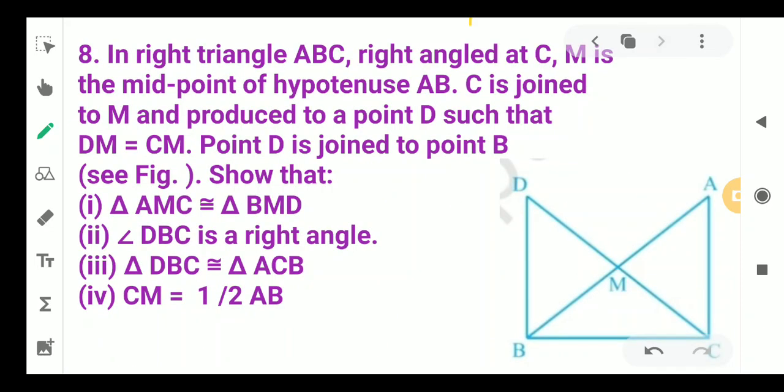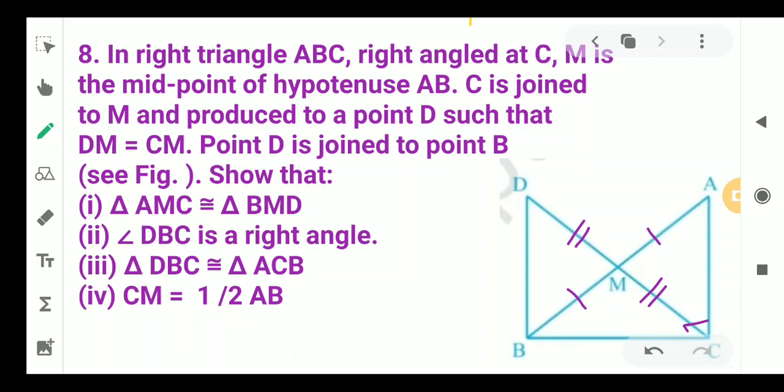Moving on to the next question. In a right triangle ABC, right angled at C, so angle C is given as 90 degrees. C is joined to M and produced to a point D such that DM equals CM. So this DM equals CM is given. M is the midpoint of AB is given, so it means BM and AM are also equal.